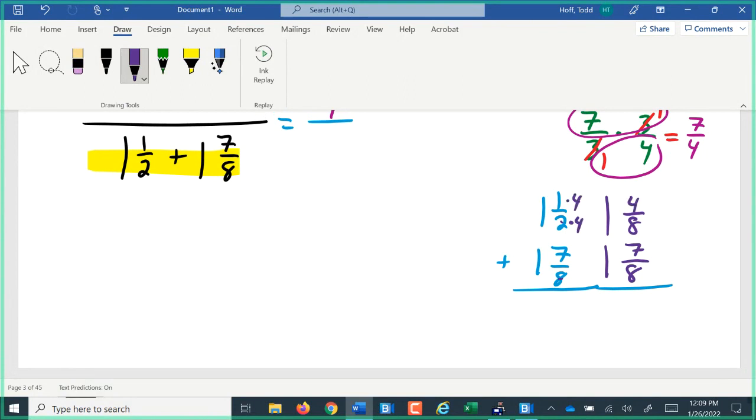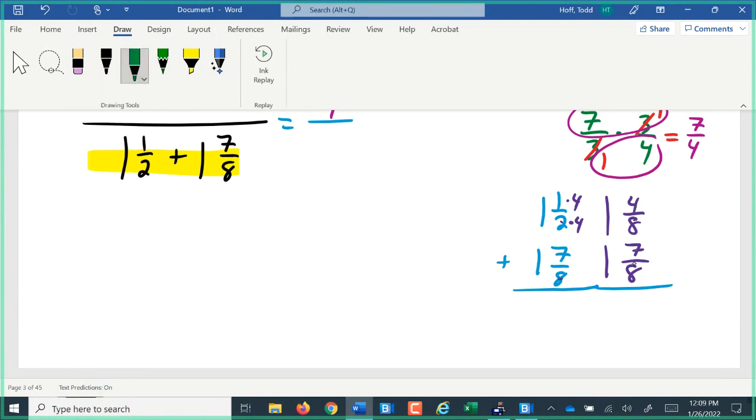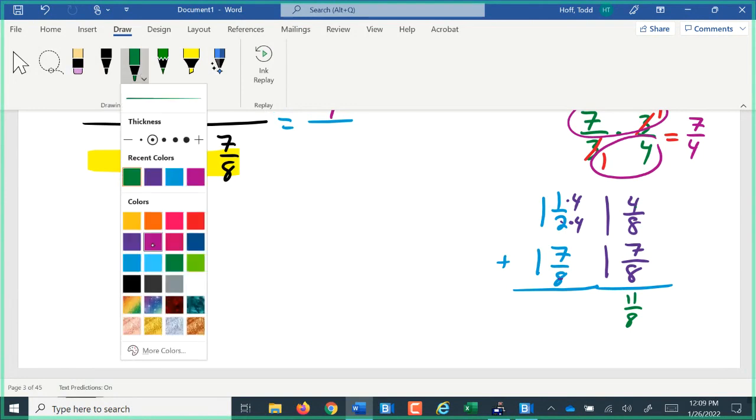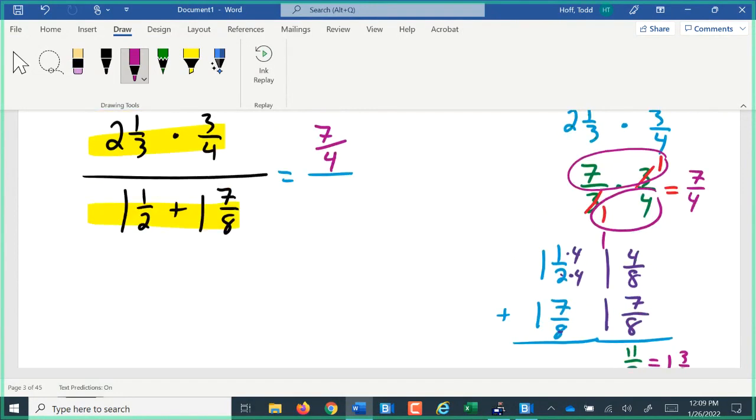Then we'll go ahead and add. 4/8 plus 7/8 is 11/8. Well, that's an improper fraction, so let's go ahead and break that down. 11/8 is 1 3/8. So I will keep my 3/8 and carry my 1. 1 plus 1 plus 1 is 3. This is 3 3/8 for the bottom. Now I have to divide that.